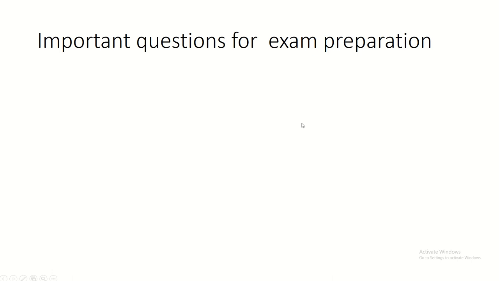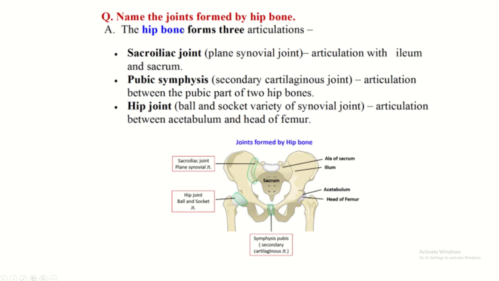Hip bone, part C, the important questions for exam preparation. Name the joint formed by the hip joint, the sacroiliac joint, and the pubic symphysis. The sacroiliac joint is a plain variety of synovial joint. The pubic symphysis is a secondary cartilaginous joint, and the hip joint is the ball and socket variety of synovial joint.